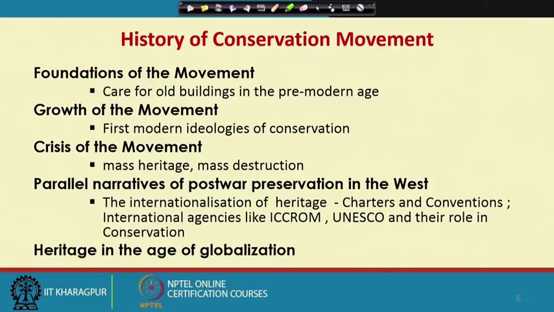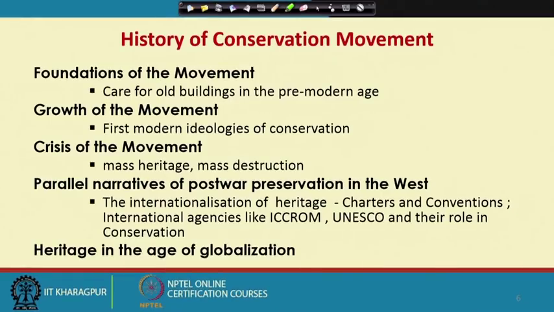Then we'll talk about the parallel narratives, because as I told you, different countries adopted different approaches after the World War, especially in the context of the West. Then the internationalization of heritage, when there were charters and conventions. The Venice Charter is very well known for that, which happened in 1964, where this took an international outlook, and many countries came together, people of various disciplines, archaeologists, engineers, architects, historians. They decided some sort of policy framework which can be applicable to various countries, various situations, various societies.